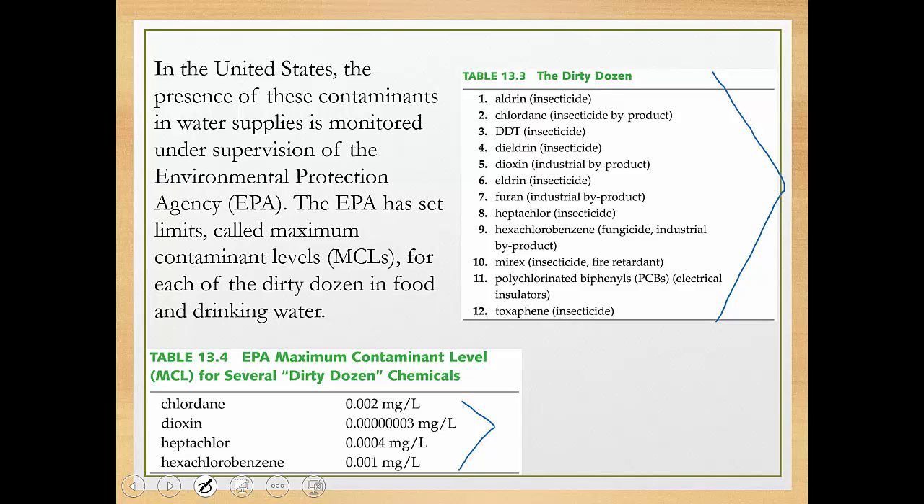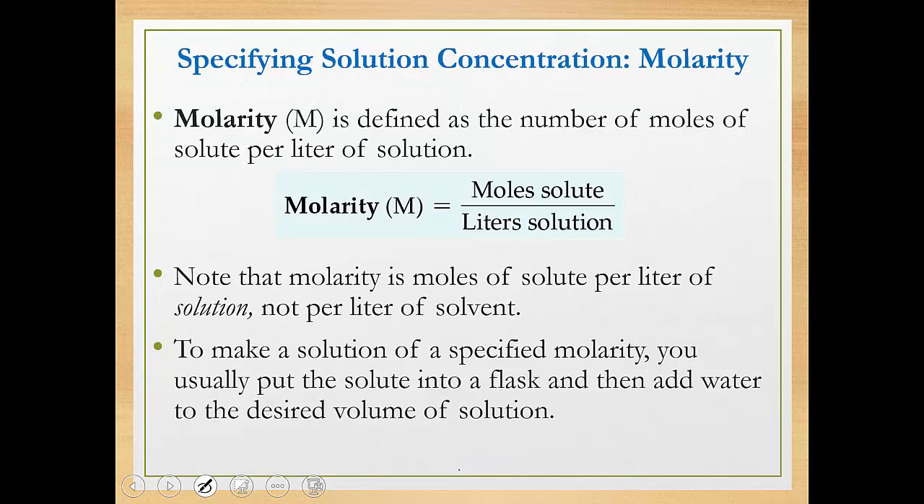So the chlordane, you cannot have more than 0.002 milligrams per liter of whatever food or water source you're looking at. Dioxin, look how low that is. Dioxin is very dangerous to us, and it's a dangerous toxin to have built up, so much, much lower level there. Heptachlor, hexachlorobenzene, these are things that you want to keep at very low levels, okay, and it's important because of the amount of those in solution. What is that mass percent that you're allowed to have in there?